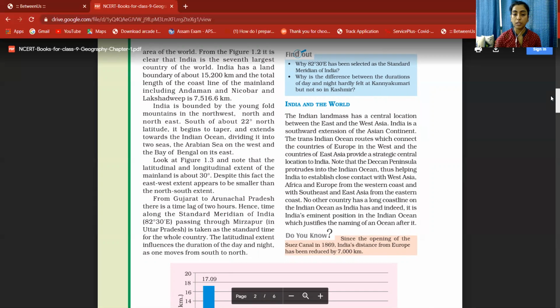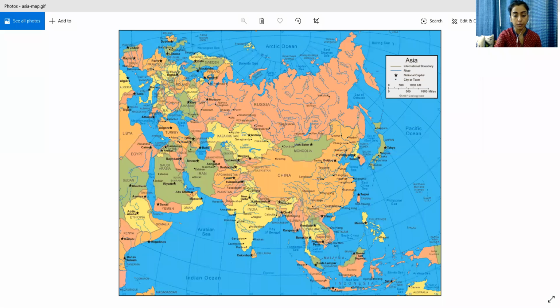So now I will stop this share and I will show you the Asia map. Then you will get to understand the location of India in the map of Asia. It is said that India has a central location between East and West Asia. You can see India is located in the middle between East and West Asia.